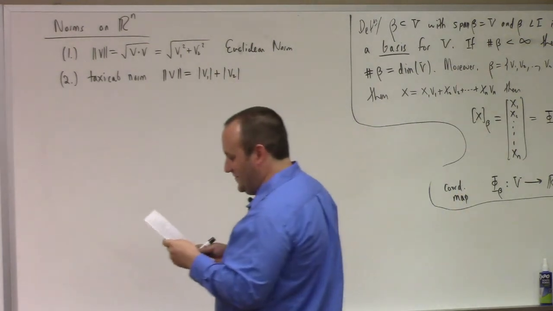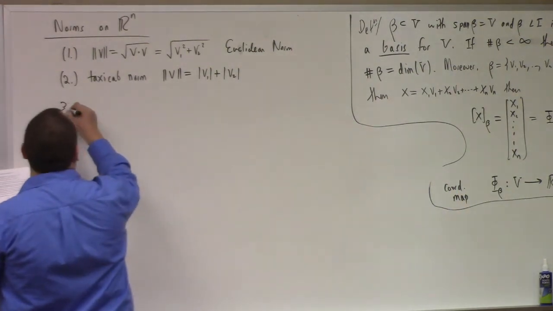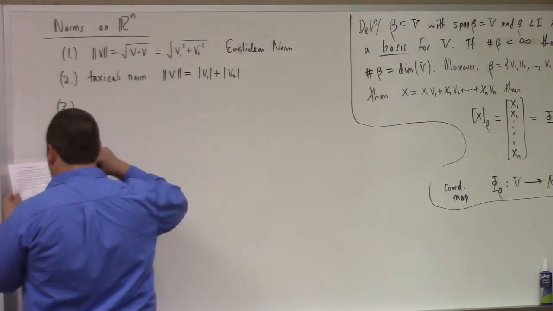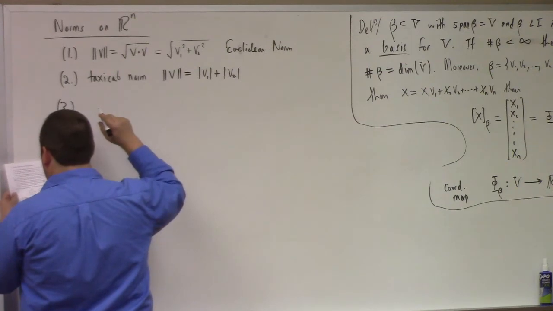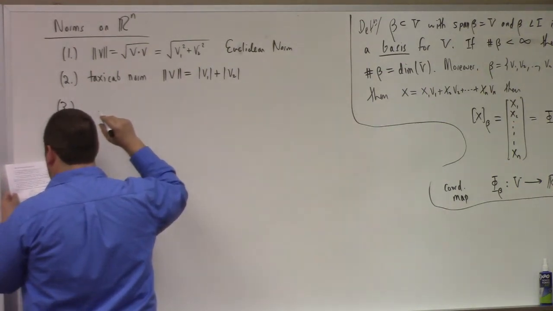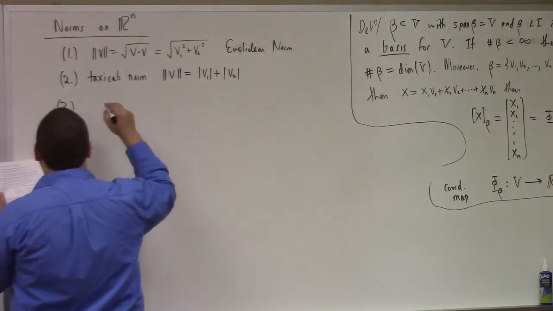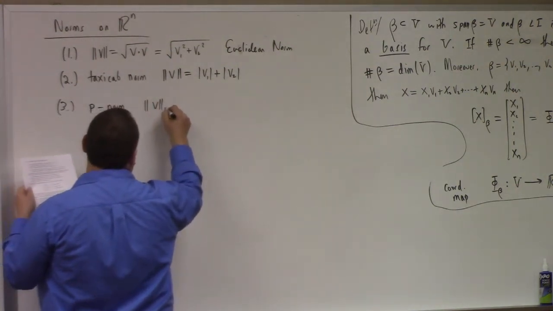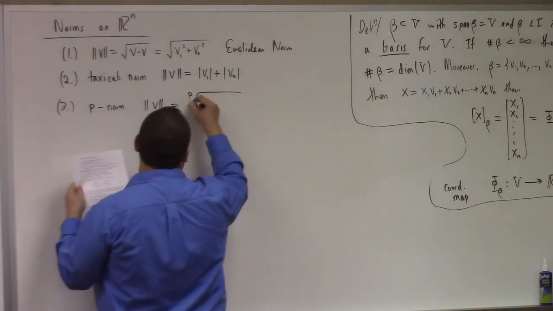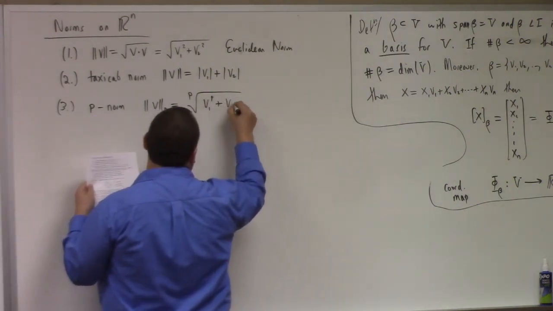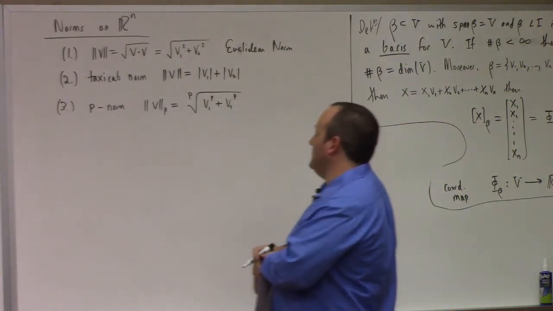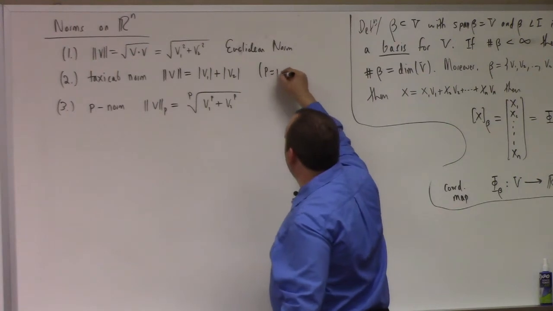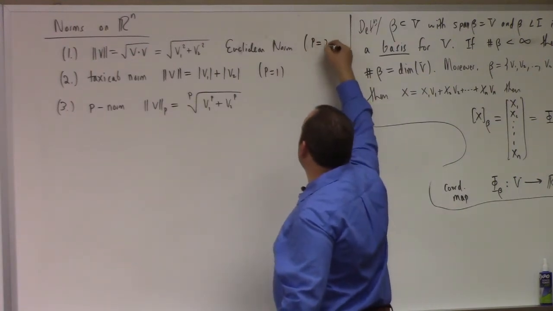Let's see here. Number 3, and this is actually a generalization of 2. Oh, my numbering is messed up here on page 9, my OCD is bothered. The P norm would be something like this: the norm of V sub P is the pth root of V1 to the P plus V2 to the P. So actually the taxicab norm is P equals 1, and the Euclidean norm is P equals 2, in retrospect.